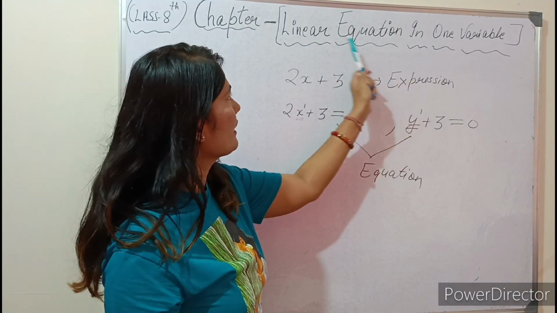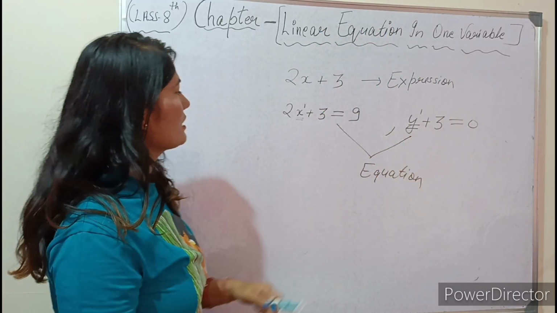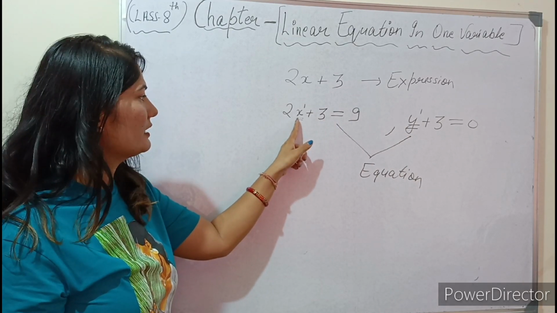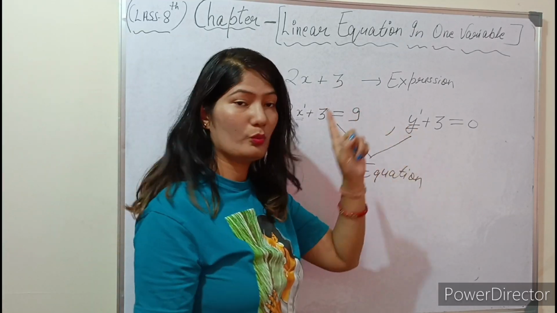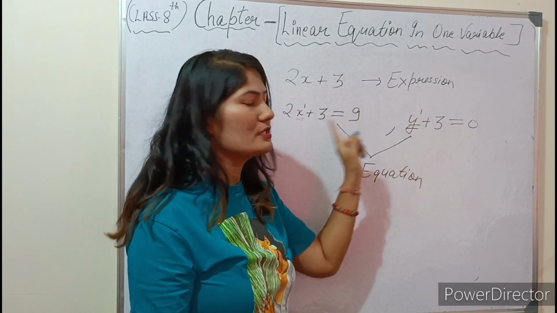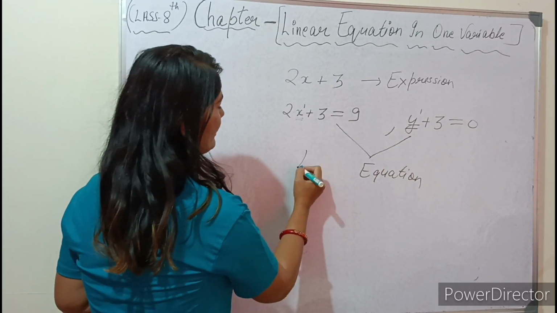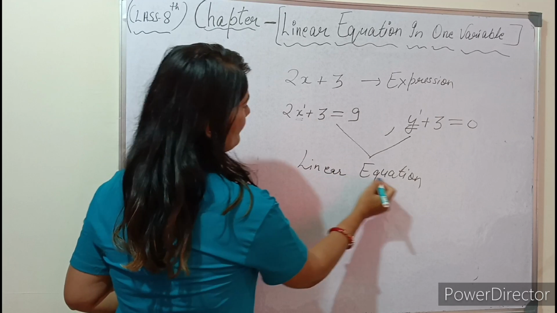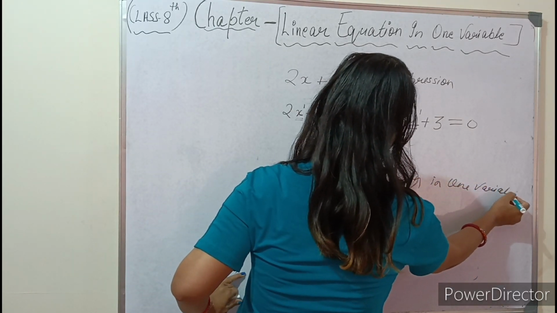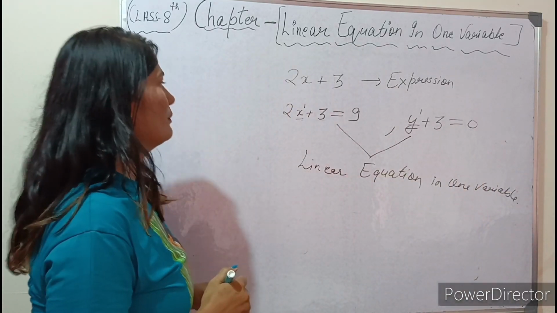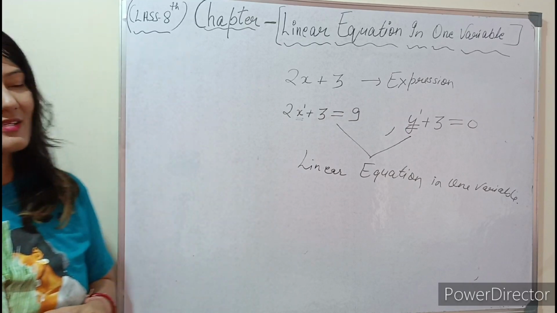And this complete chapter name is linear equations in one variable. You will see in both these equations there is only one variable, right? And the power of the variable is 1. Same here, there is only one variable and the power of the variable is 1. So hence these two equations are known as linear equations in one variable. So this is about linear equations in one variable. So now we will solve the further exercise.